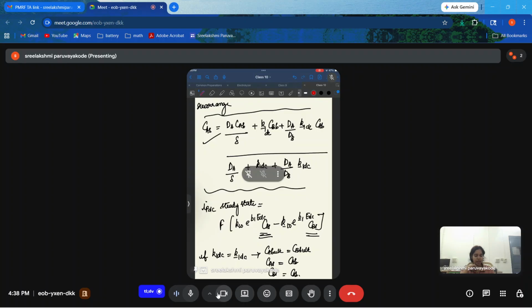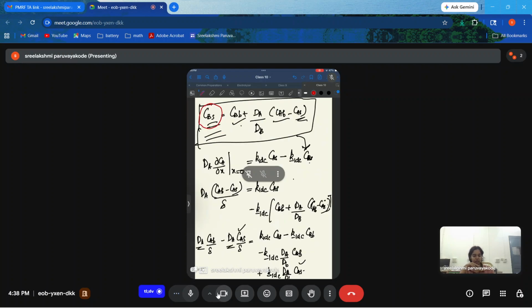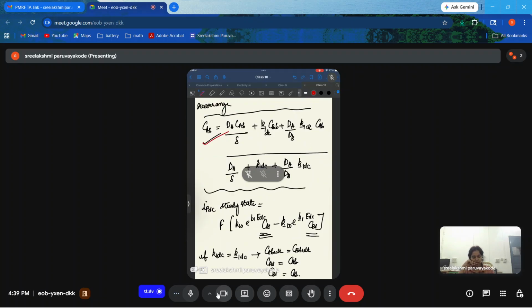Once you simplify it, you will get something in this form. And this is the concentration of the reactant at the surface. Substituted back in this expression, you will get what is CBS. Once you have CAS and CBS, you can then substitute it in the correct expression, which is the rate expression. And once you substitute, you'll get the rate at the reactant surface.